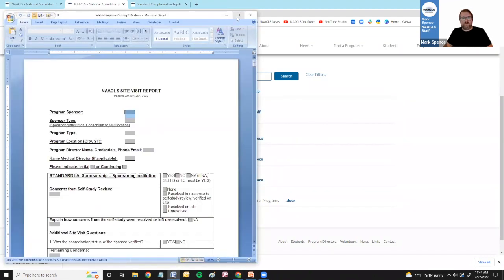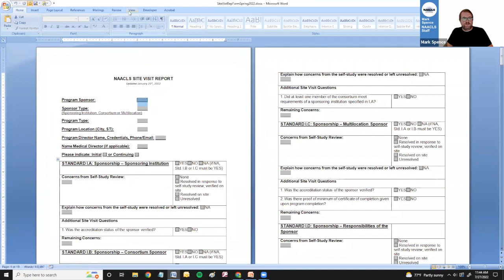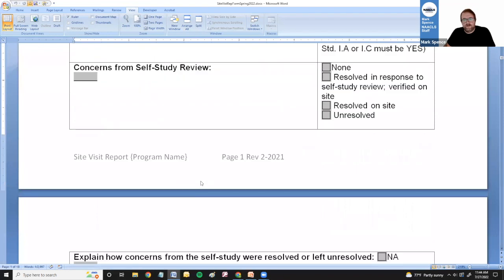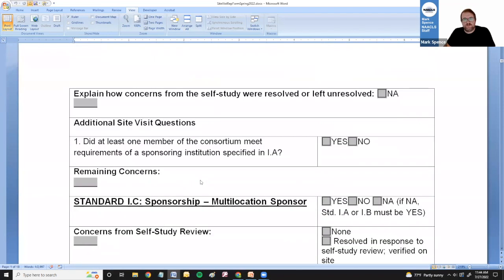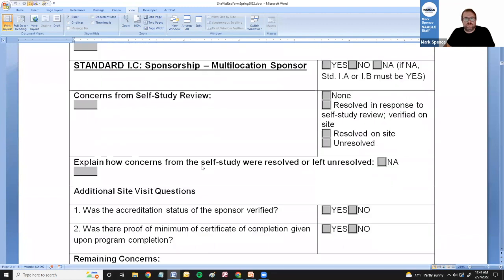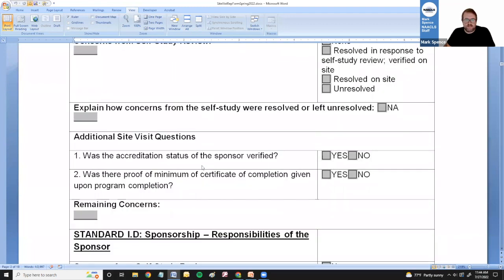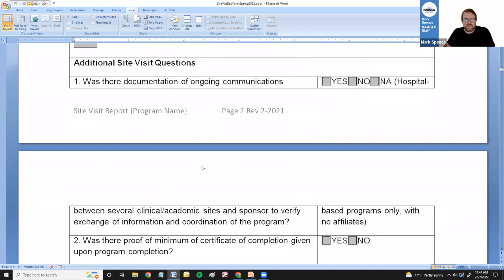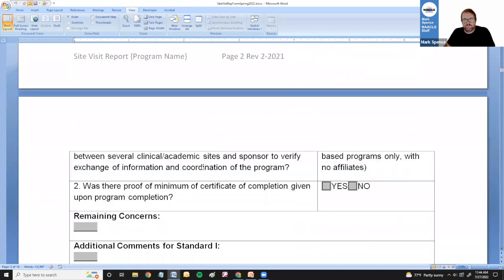And Candy, I'll hand this over to you in a bit, but you can also find self-study review forms here as well. We provide this as a resource for program directors so they have an idea of the exact documents that our reviewers will be looking for as they conduct the site visit itself. So Candy, I'll hand it off back to you.